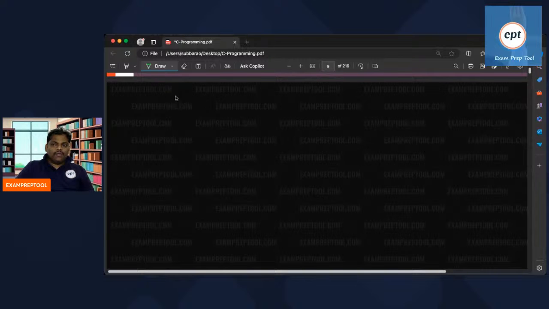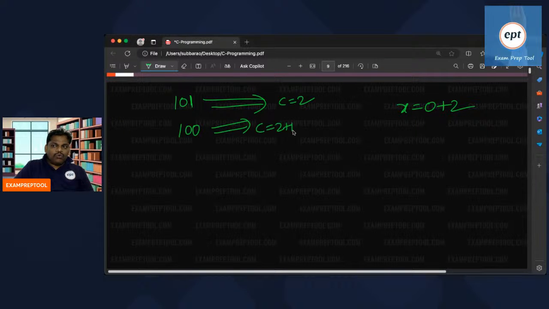See this one. First time 1 0 1 is sent, right? So count value 2. So x will be 2 added. X became 0 plus 2. Next one, when you return next value 4, count will increment by 1. 2 plus 1, totally 3. So you will return that 3.